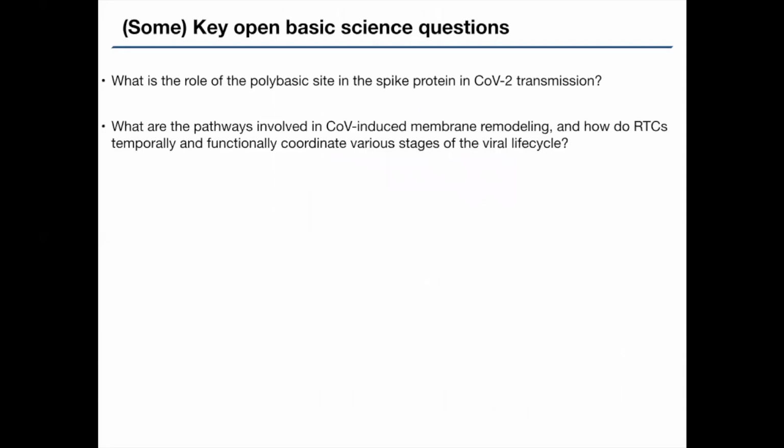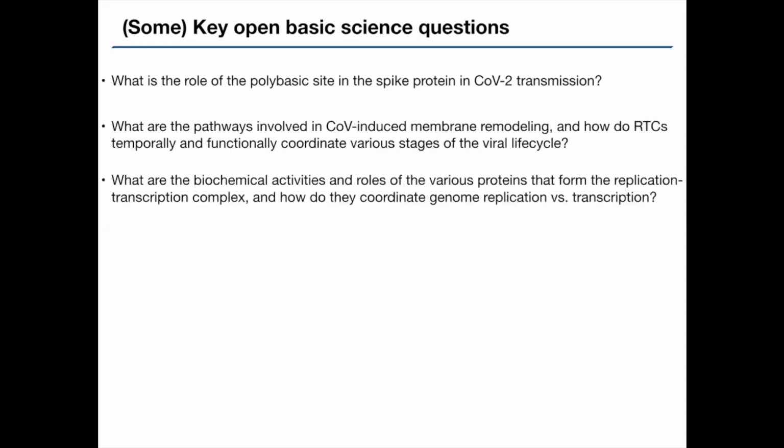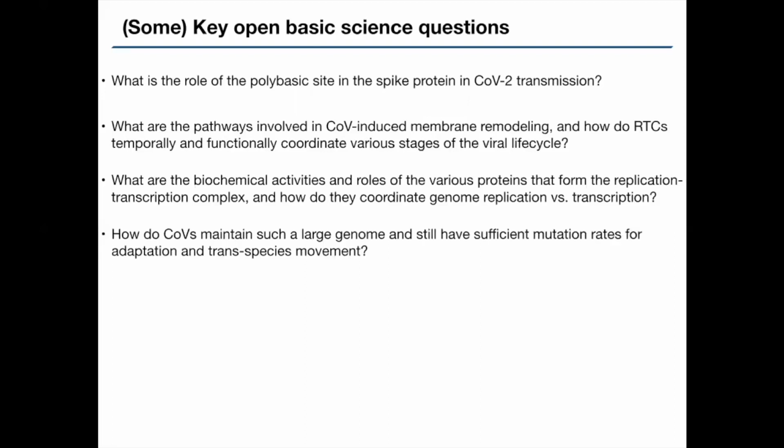First, for SARS-CoV-2, what is the role of the polybasic site in the spike protein in COVID-2 transmission? Is this really a component that has helped speed up transmission of this virus? What are the pathways involved in coronavirus-induced membrane remodeling? And how do replication and transcription complexes temporally and functionally coordinate the various stages of the viral life cycle? What are the biochemical activities and roles of the various proteins that form this highly sophisticated replication transcription complex? How do they coordinate replication and transcription at different stages of the viral life cycle?